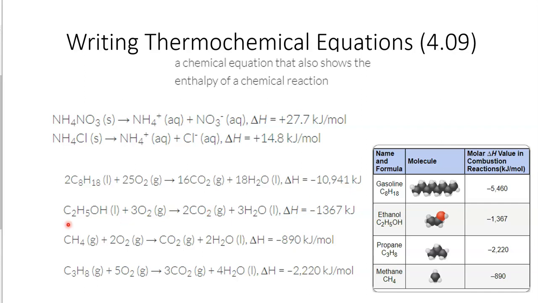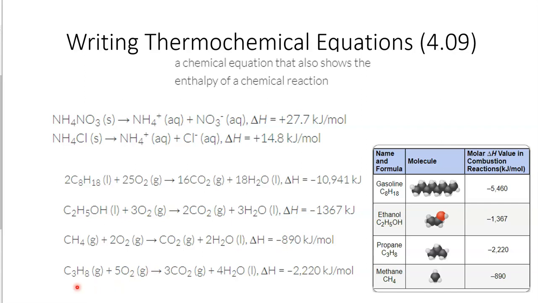some gasoline. This is ethanol, also a fuel, C2H5OH, reacts with oxygen in the air to produce carbon dioxide and water. In the process, it releases, and I know it releases energy because of that negative sign, 1,367 kilojoules of heat energy. This is methane. Natural gas combusts in the presence of oxygen to produce carbon dioxide and water. The delta H is negative 890 kilojoules per mole. That means it's exothermic. It's releasing 890 kilojoules of heat energy.